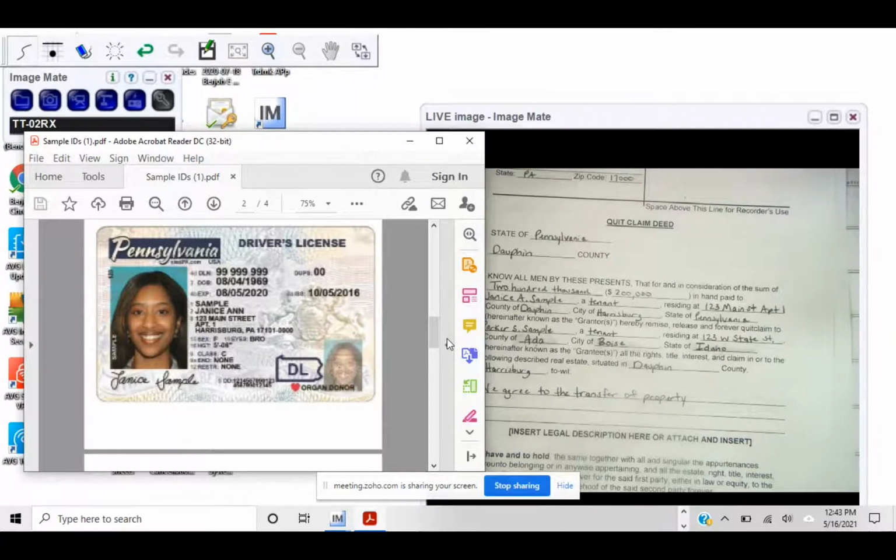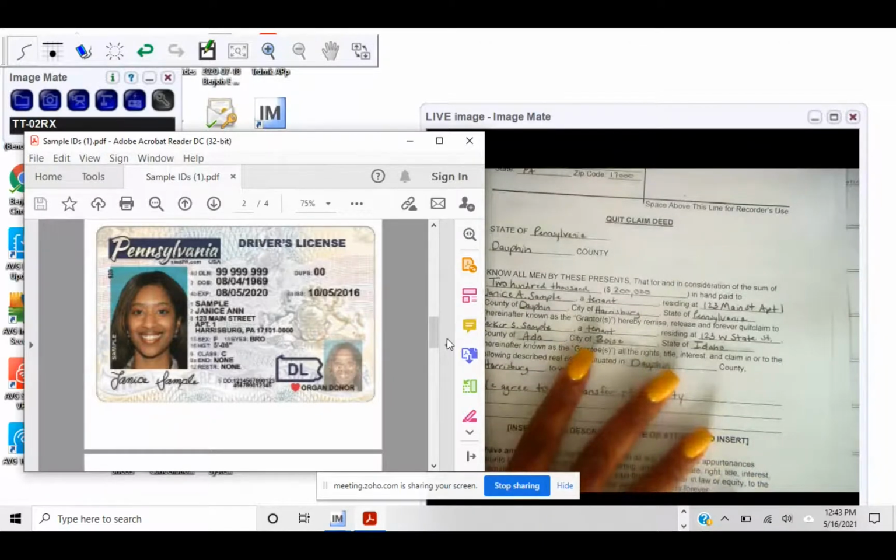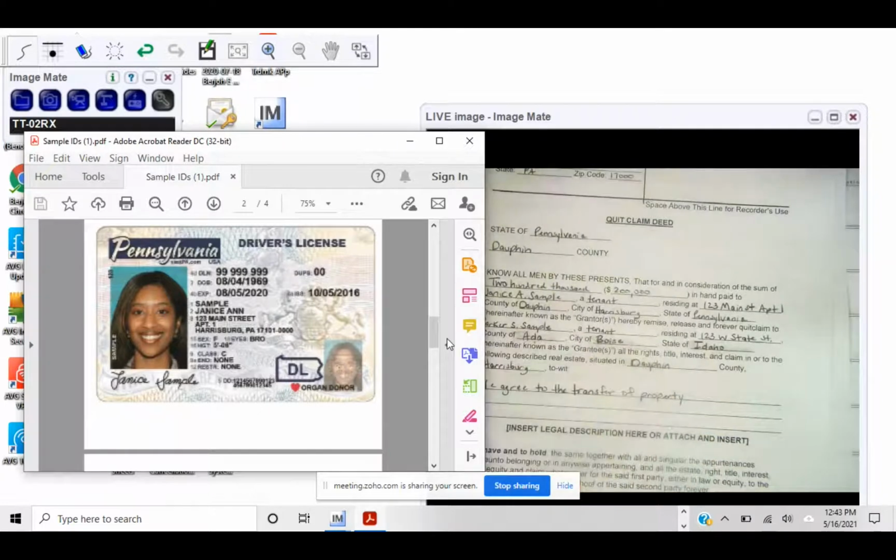All right, let me go ahead and see your IDs. First person ID I need to see is Janice, because Janice is the person who contacted me to notarize the document. You're going to verify Janice's ID. Okay, Janice, is the address current on your ID? Yes, it is. Okay, perfect. I see the expiration 8/5/2024, and the issue date October 5th, 2016. Okay, perfect.